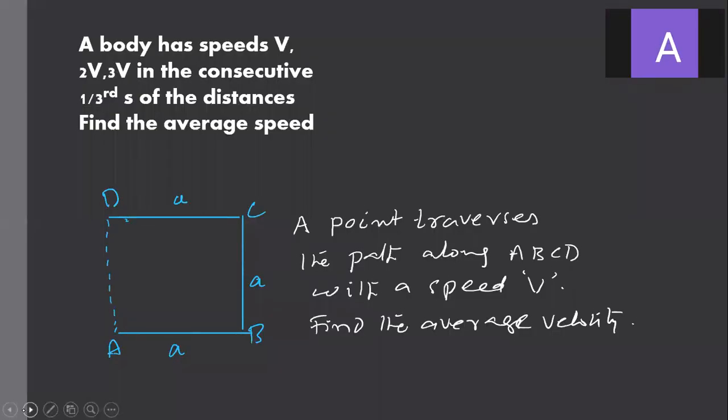There are two questions here. Don't mix up. Come on. A body has speed v, 2v, 3v in the consecutive 1/3 of the distances. Actually, you can now write the answer. Just like if you remember that old one, you can write the formula also. Find the average speed. See in the previous problems whether we have any ready-made formula for it, you check.